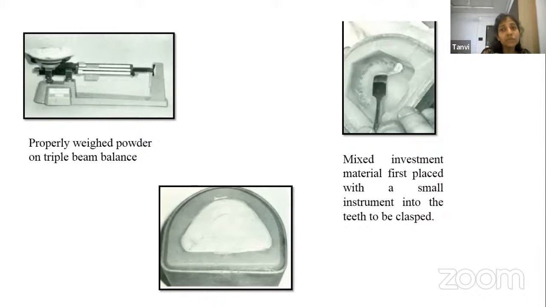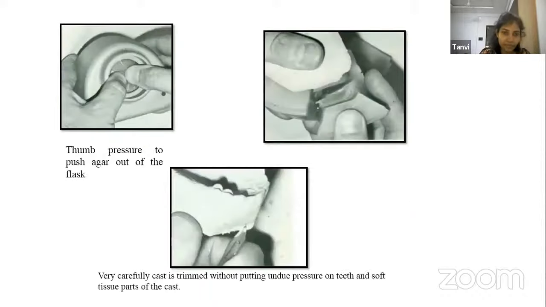First of all, it is to be placed in layers. First the teeth are filled, and then the entire mold is filled. Following the proper instructions, the material is allowed to set. After it has set, the agar-agar is broken or it can be cut with the help of a surgical blade. And then what we get, as you see in the third picture, is the final refractory cast.